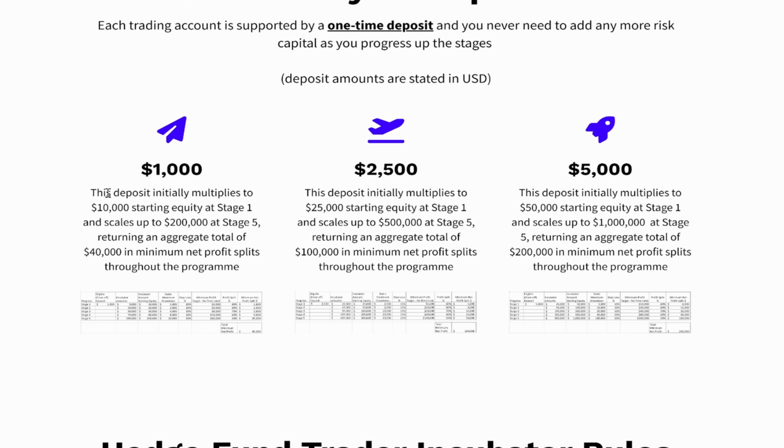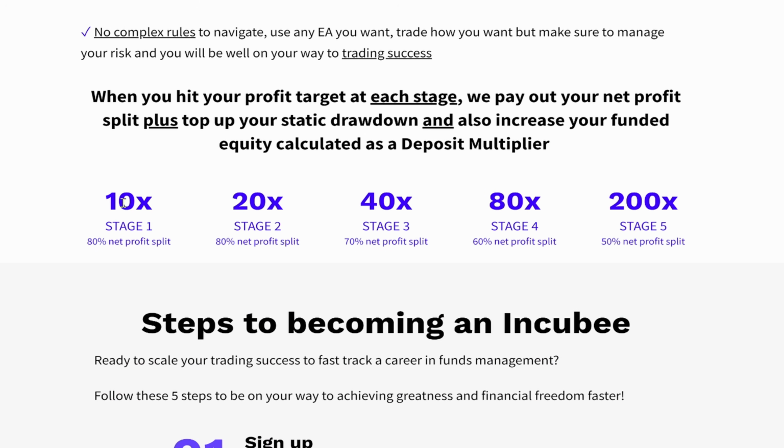And what we're able to do with this is move through from stage 1 to stage 5, where we're issued bigger and bigger capital until we get all the way up to $200,000. So basically we start with our $10,000 account, and when we hit our profit target, we're going to get our 80% profit split, which is great. And then we get issued with a bigger account. So in this case, it's going to be 20 times our deposit, which will be 20,000. And we get that 80%. Then it's going to be 40,000. We get 70%, all the way up to 200,000, which is going to get 50% of the profit split.